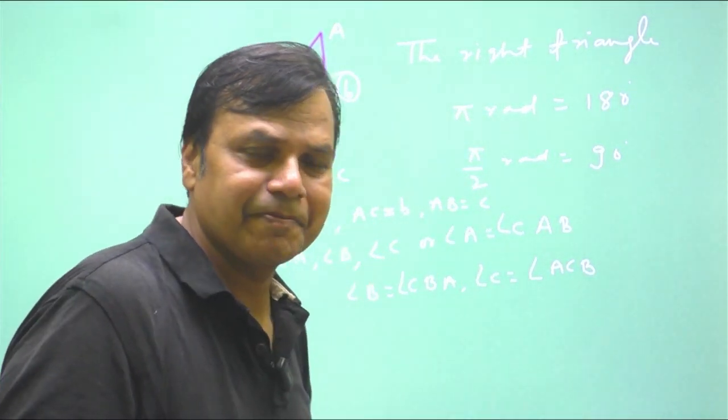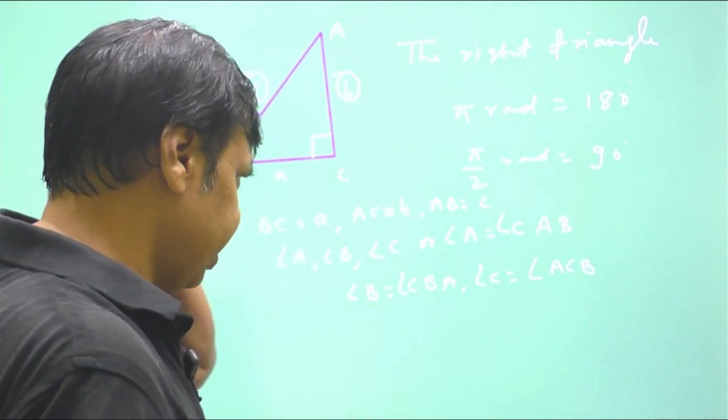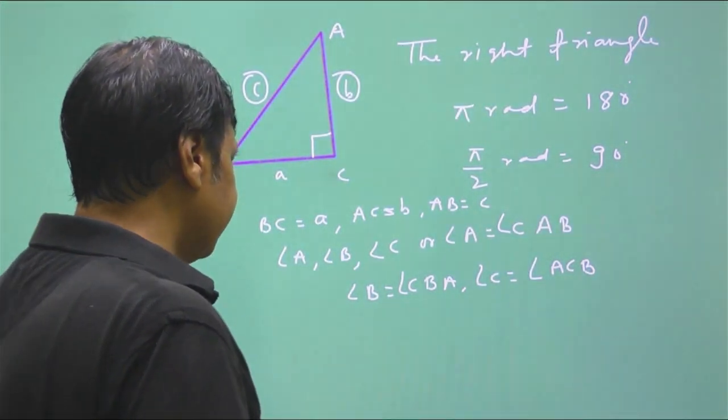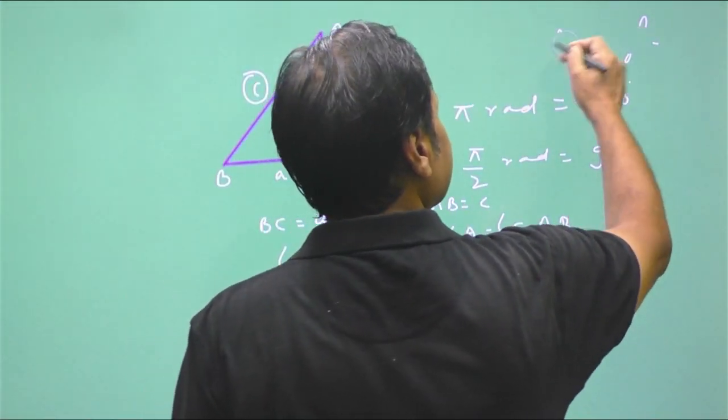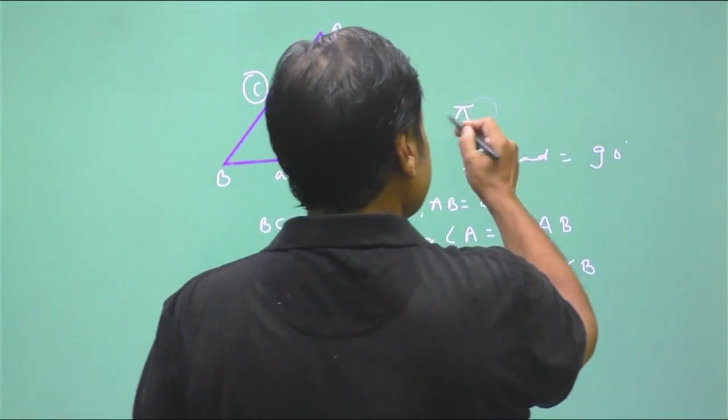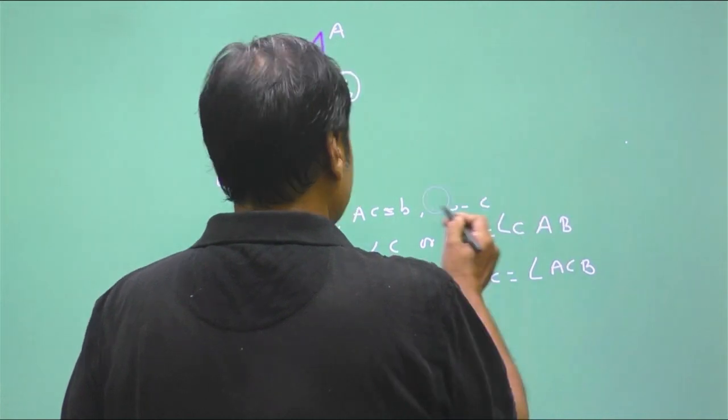And you know basically that there are 6 trigonometrical ratios. As a class 10 pass student, you must have known this.